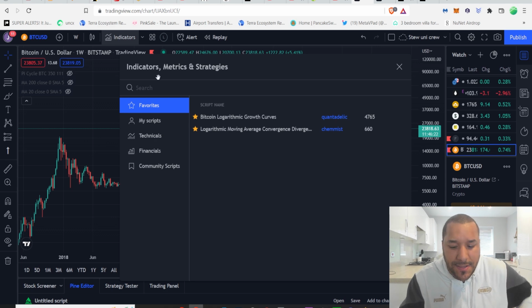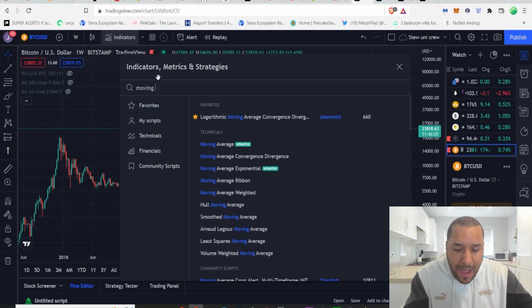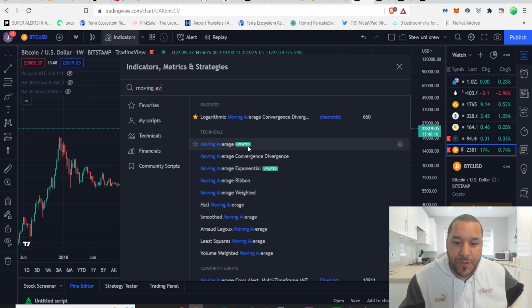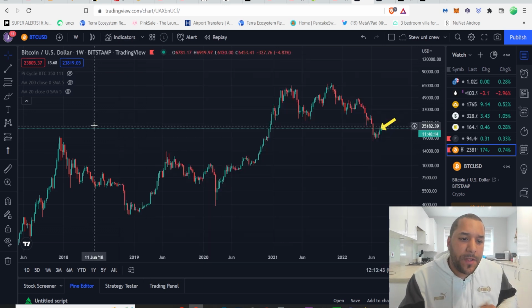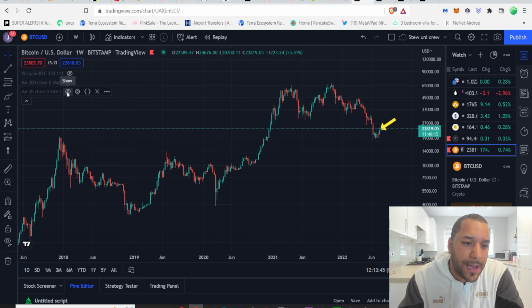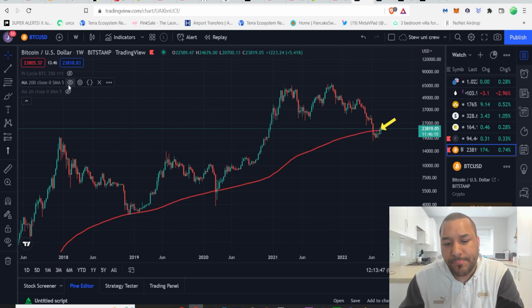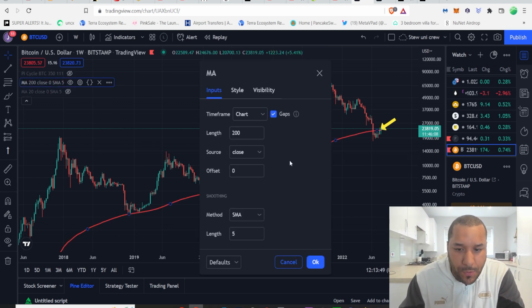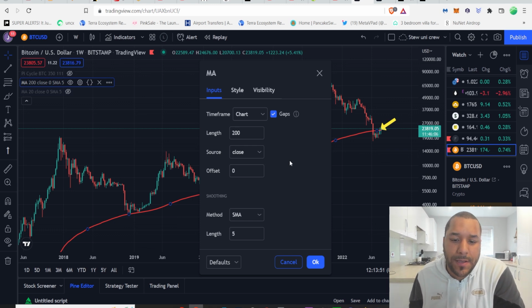You click on indicators, you search moving average, MA, look, it's already there. Moving average, and it says updated in green. You can click on that, tap it twice. When you tap it, you'll have something that looks like this. You can edit it to whichever length you want it to be.